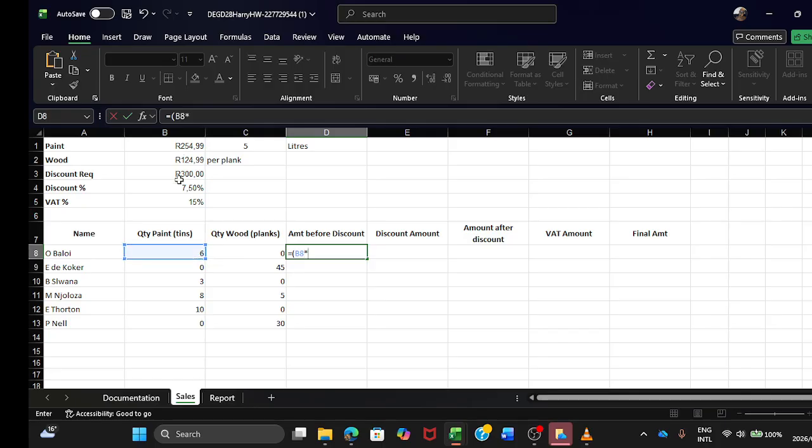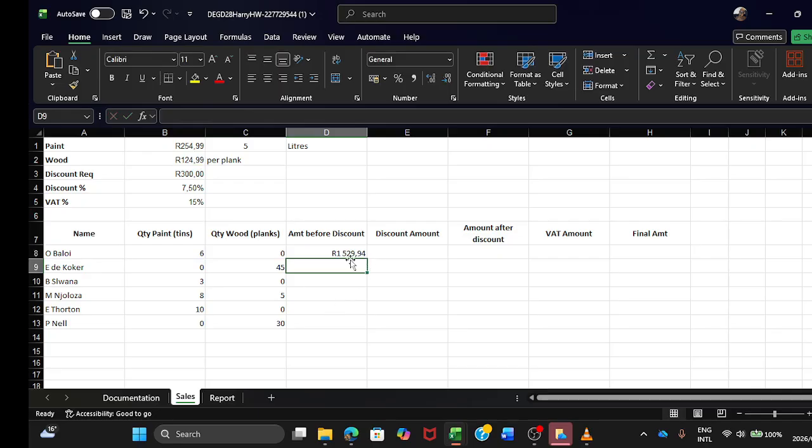So multiply by the price of the paint, which is this one. Then we're gonna have to add, and then we're gonna have to say the quantity of wood. We're gonna multiply by the price of the wood, and then we get this amount, right?